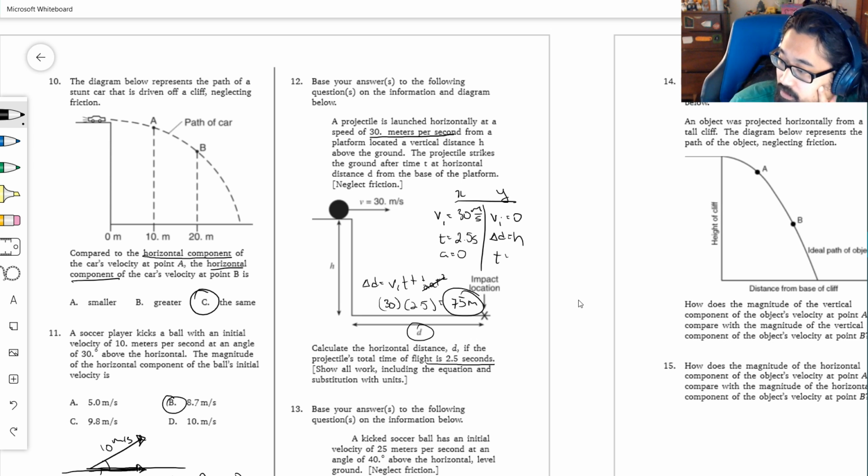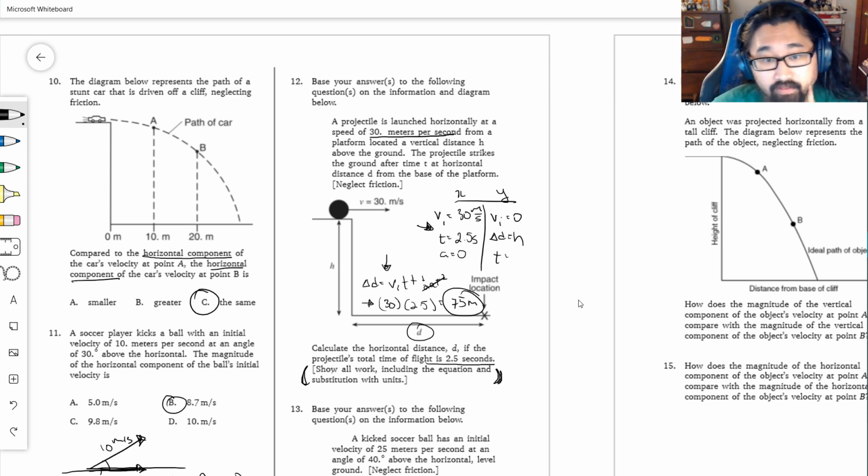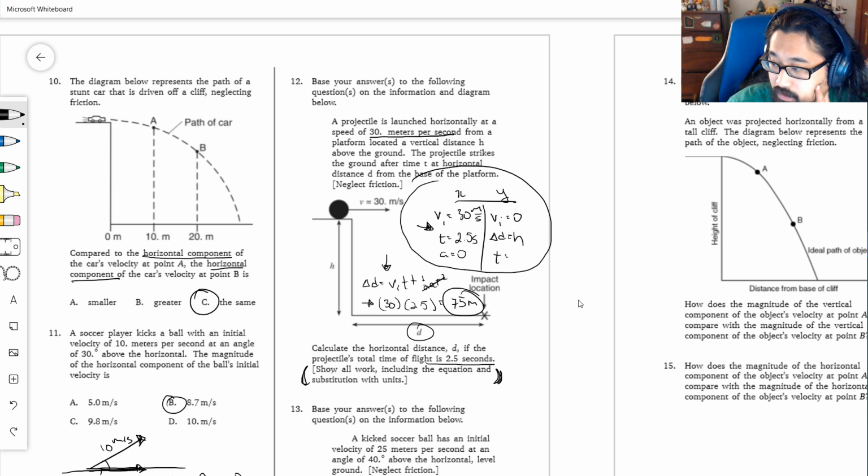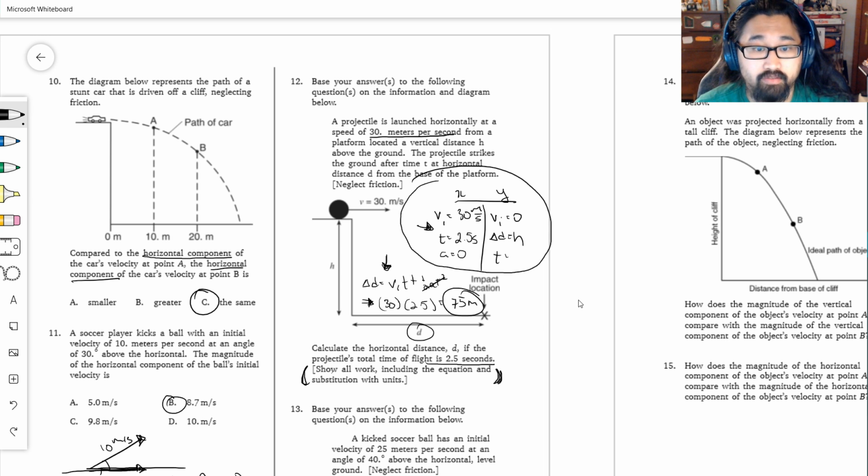Now, notice this wording right here: show all work, including equation and substitution. So here is my equation. Here's my substitution. I have units here. That's everything that I needed for that question. So you're going to get everything. If you don't have this part up here, and you only do this, you'll get 1 out of 2 points, because you didn't show units with your substitution. Because I threw the units into my little table, I know that 30 must be 30 meters per second, and the 2.5 must be 2.5 seconds. So just make sure that you list the units at least once.